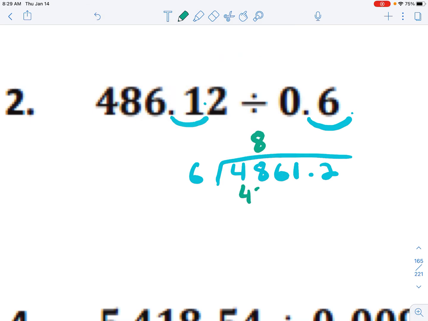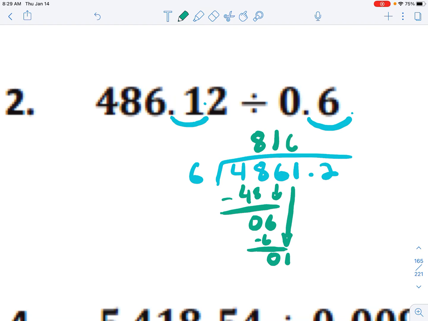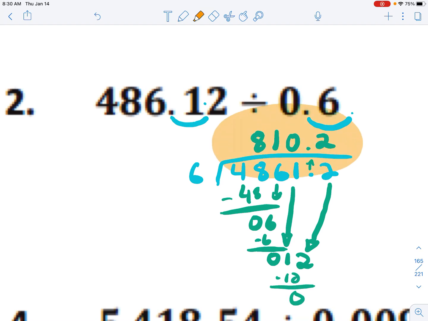Okay, 6 goes into 48 8 times. We subtract this and we get 0. We bring down the 6. 6 goes into itself once. We subtract that, we get 0, and then we bring down the 1. 6 can't go into 1, so we have to put a 0 down. Let's bring this decimal straight up and then drop the 2 to make it 12. Now 6 can go into 12 2 times evenly with no remainder. So our answer comes out to 810 and 2/10. Guys, don't forget to bring up the decimal if you still have it in your dividend.